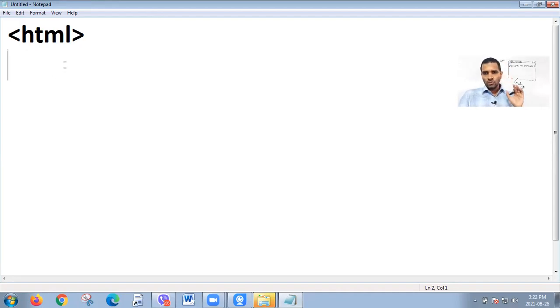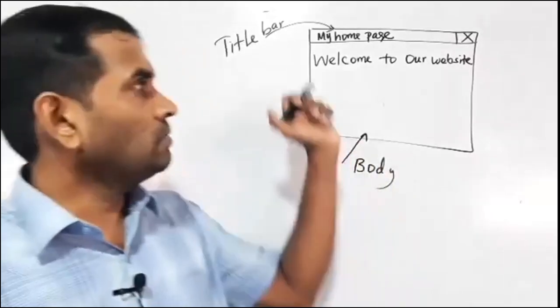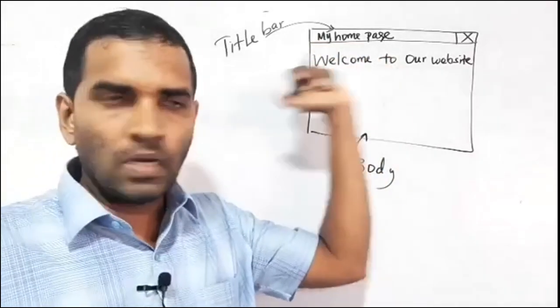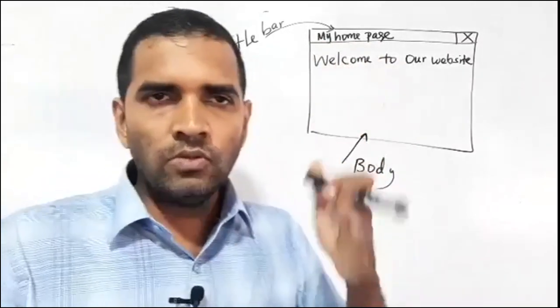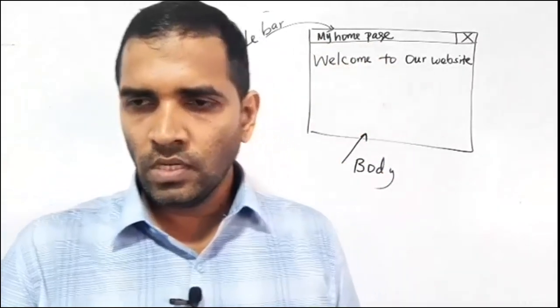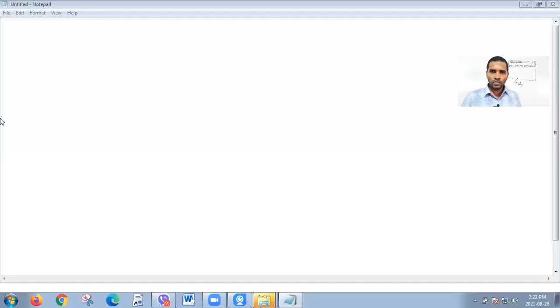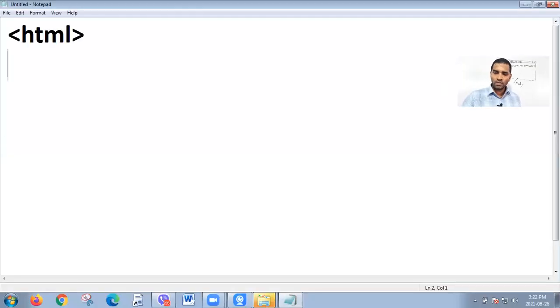Okay, so now look at your output. Your first output will be this one. My home page will be displayed on the title bar. So in order to show anything on the title bar, you have to start a tag called title.